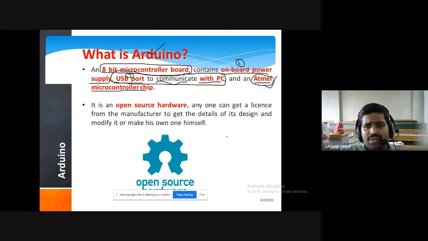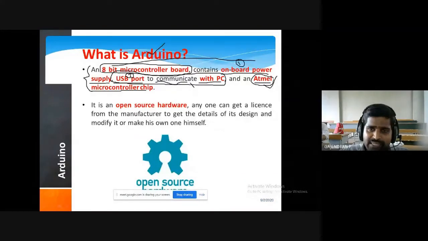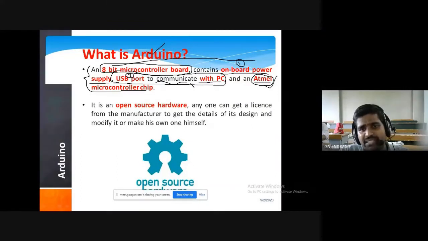Then, what is the another specialty? So first specialty, the board consists of more components. I can write the program easily by simply connecting my Arduino board with my PC. That is point number one. Then it consists of 8-bit microcontroller. Then onboard power supply. I need not carry the power supply separately. If I plug it anywhere, in the same board I have a power supply option also. So these are all features.